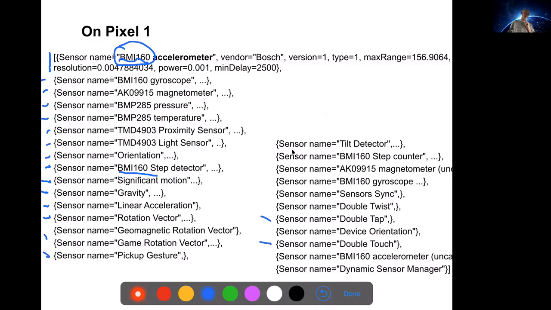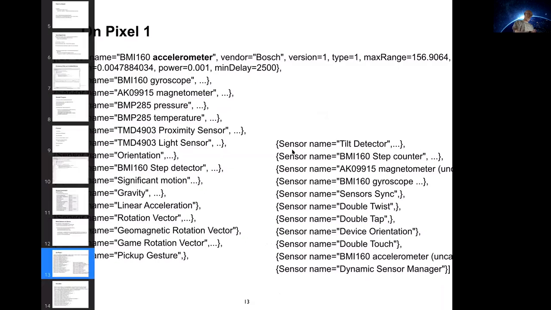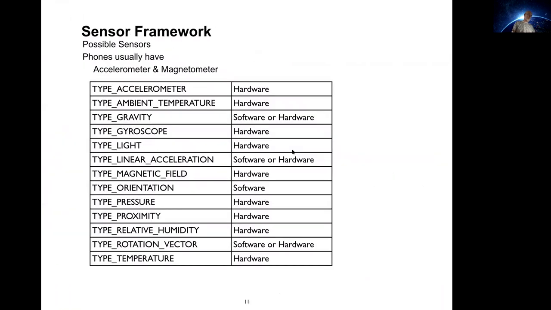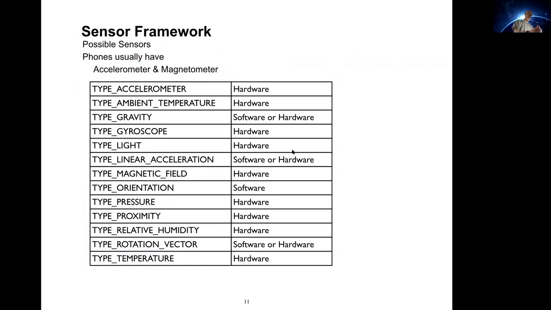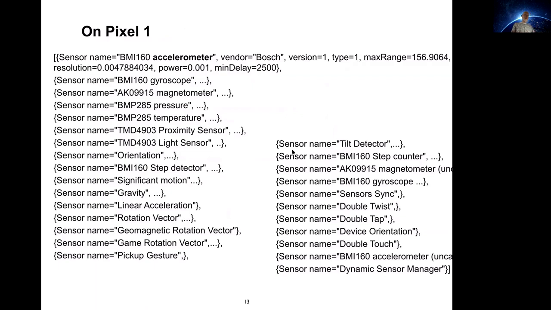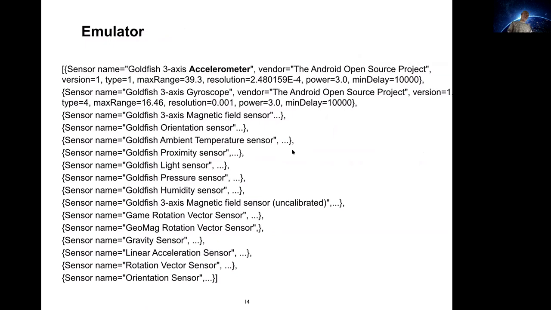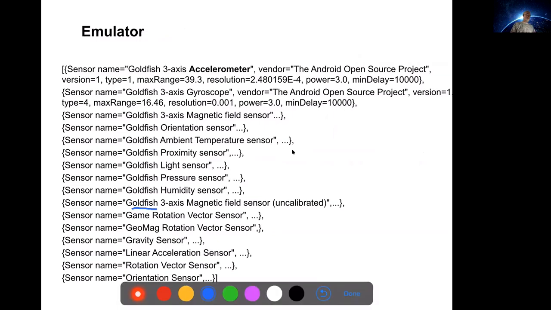The first thing that struck me is this is a list they said we'd have, but we actually, now back here, there are many more different types of sensors indicated on a Pixel one. When I ran the emulator, the list was shorter. And you'll notice that most of them start with Goldfish. They're basically doing this in software.